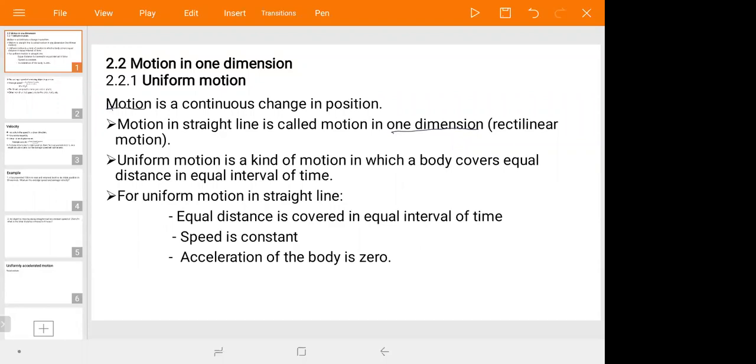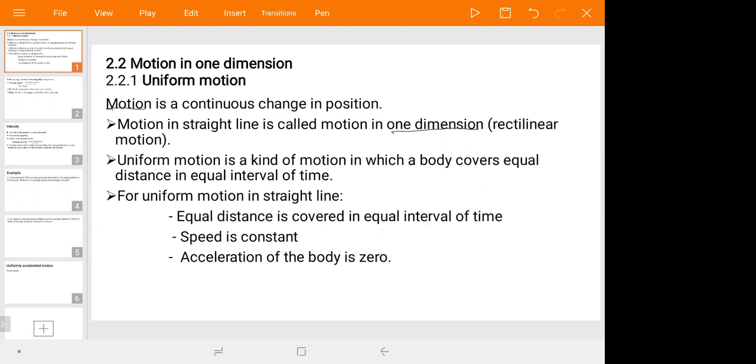You will learn about two-dimension motion and three-dimension motion in your higher education in physics class. For example, in the case of two-dimension motion, you can take projectile motion. So motion in one dimension is motion along a straight line, or rectilinear motion, which you know from your grade 7 physics.